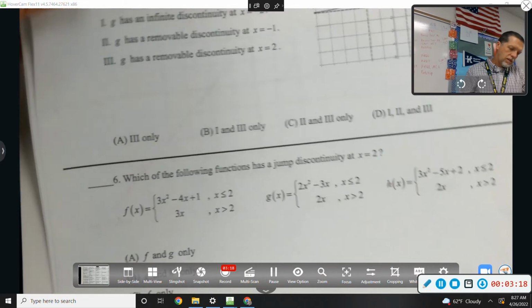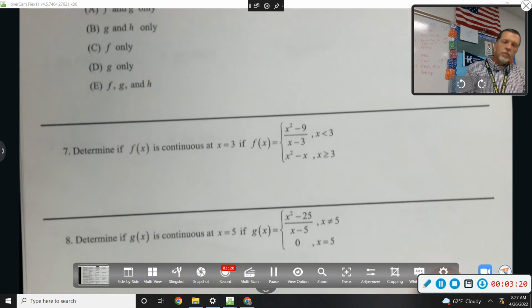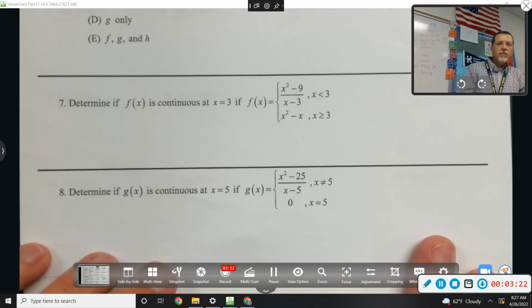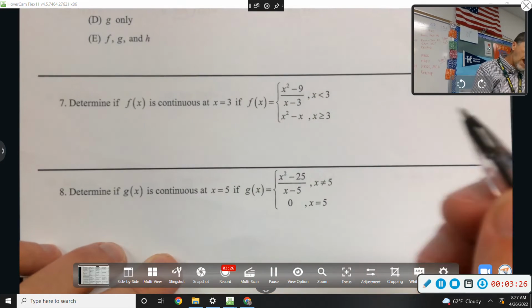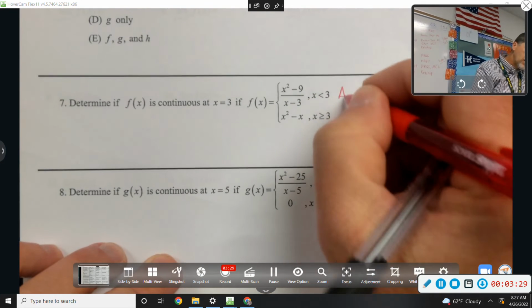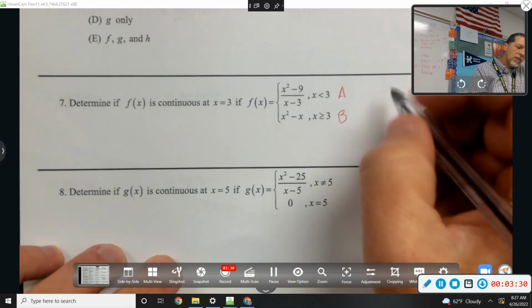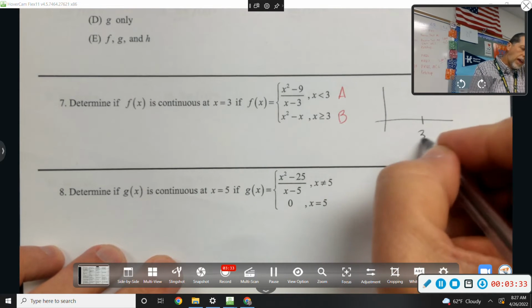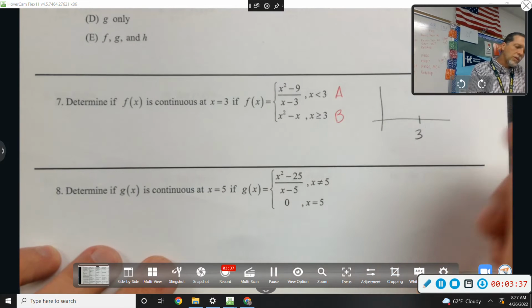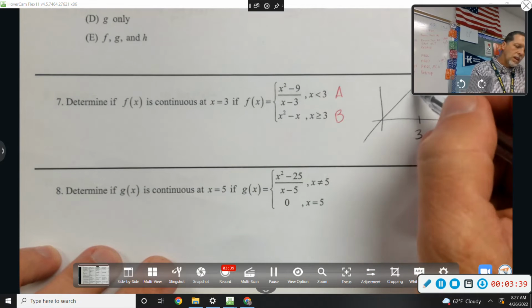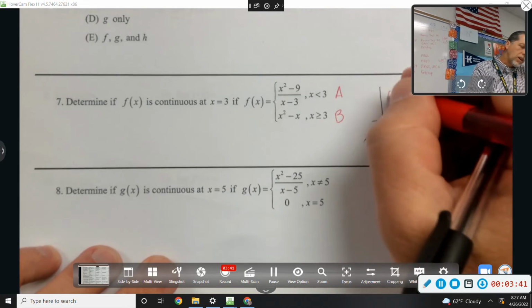Number 7. Okay, very similar setup, but now instead of making them equal, we're asking, are they equal at 3? So again, these two branches, it's branch A when we're less than 3. It's branch B when we're more than 3.